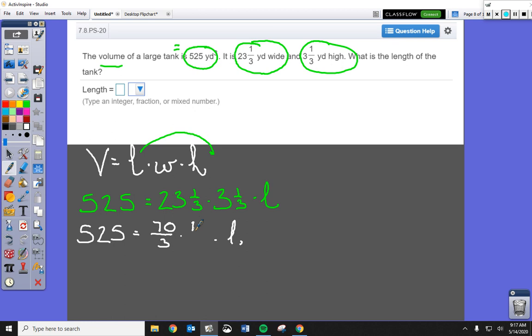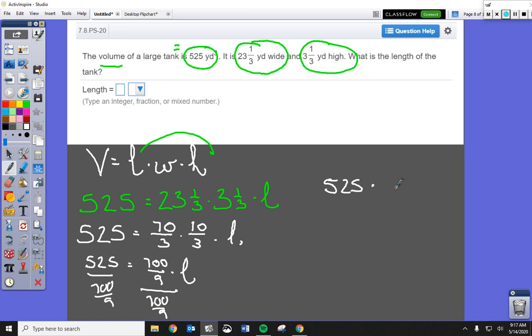So this still gave me 10 over 3. The problem is, this gives me 525 is equal to 700 over 9 times L. Now we'll divide both sides by 700 ninths. We have 525 times, we take the reciprocal, 9 over 700.